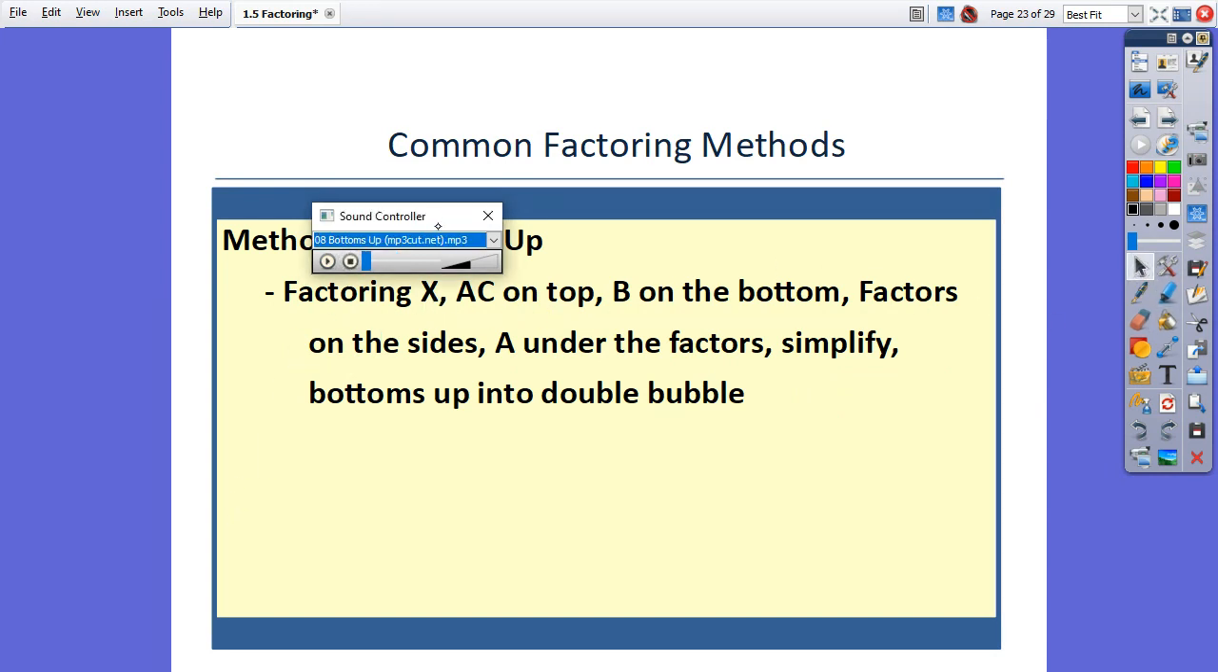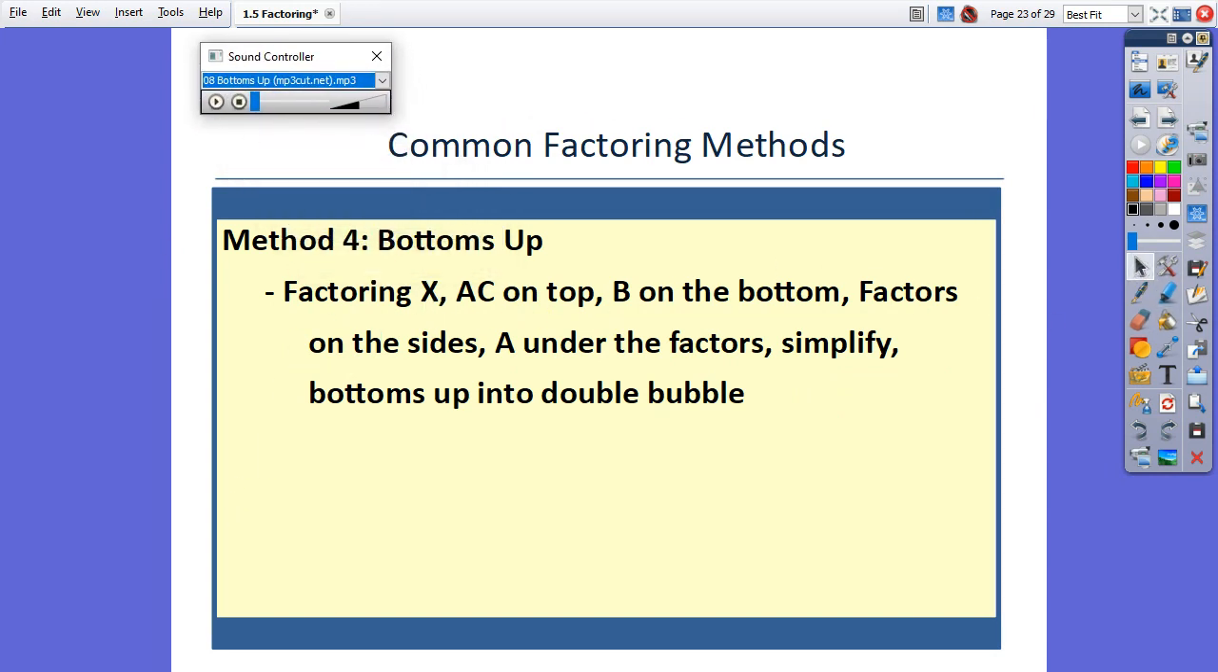Okay, so here when there's going to be 3 terms, I like using the method bottoms up. You might be used to the AC method, so whichever one you're more comfortable with, but we're going to use bottoms up. It's a little faster once you get it down, and so that's what I'm going to teach. But if you like AC, I can work with you on that. There's nothing wrong with it.